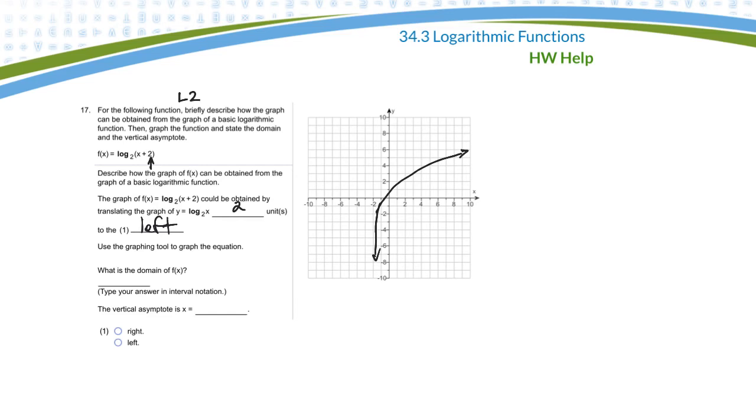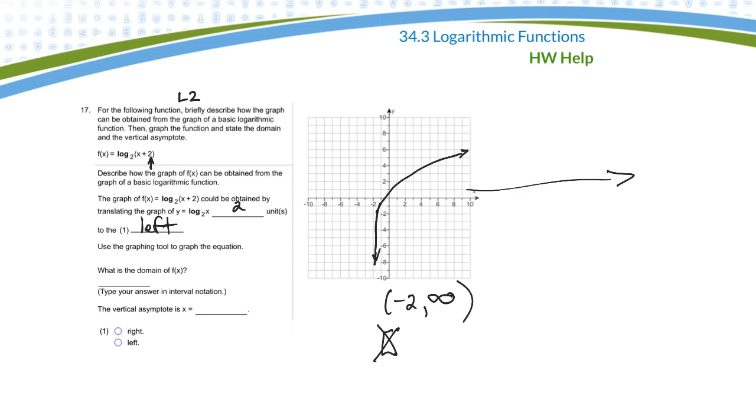Here they ask for the domain, and the domain are all the possible x values. If the line doesn't cross -2, then I'd say, well, -2 would be the smallest number, and it could go all the way this way, it could go forever. So that would be my domain. Notice I didn't put a square bracket there because it can't include -2.